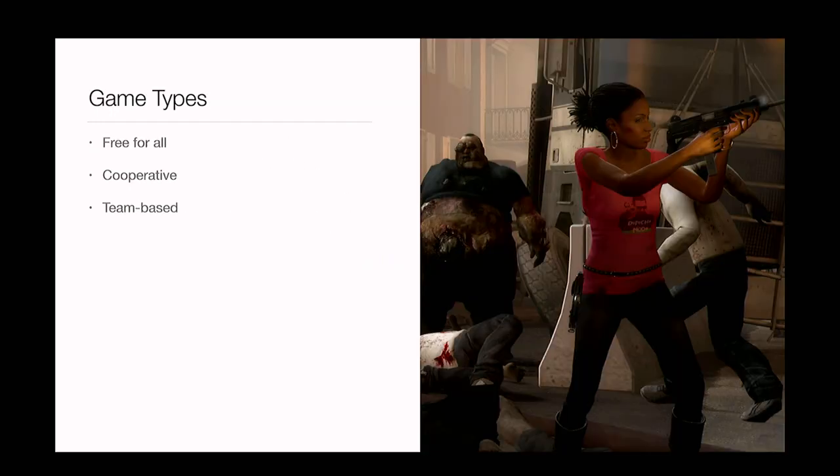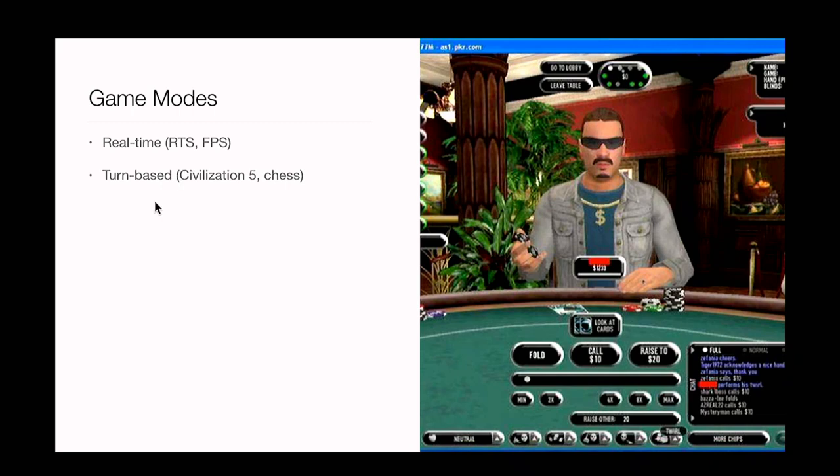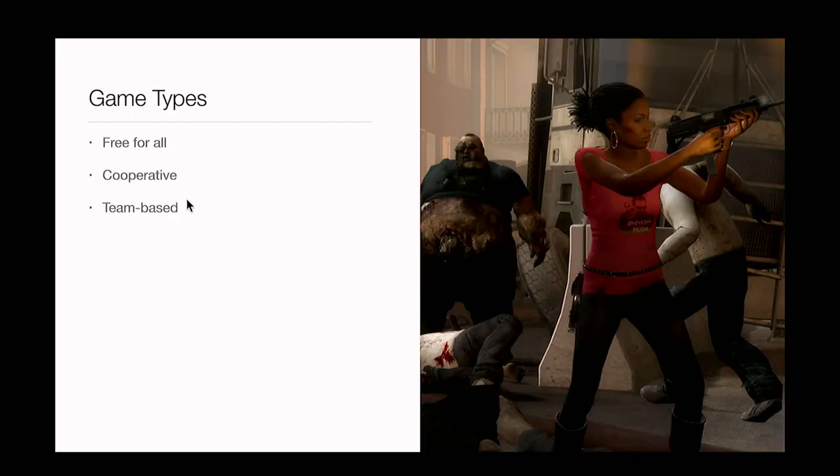Okay, so types of games that are particularly good for online. There's a bunch of different categories, right? You can have a free-for-all, which is basically player versus player. Cooperative games are players cooperating towards some goal. Team-based is basically a combination of these two: you have teams that cooperate, and are competing against other teams.